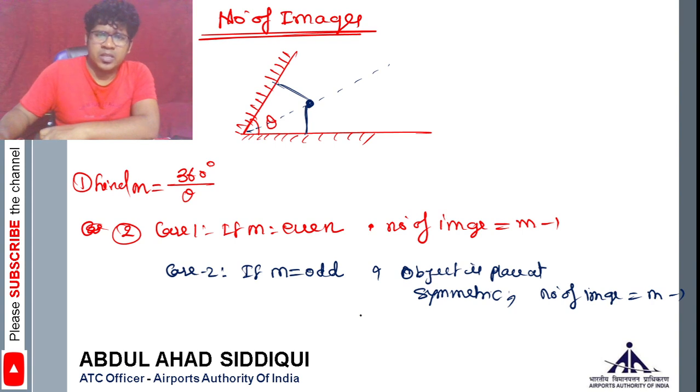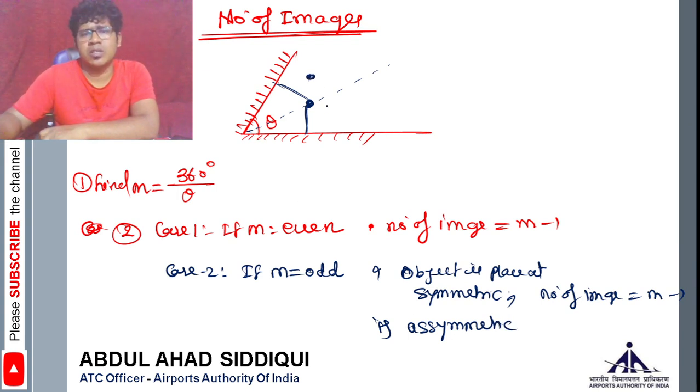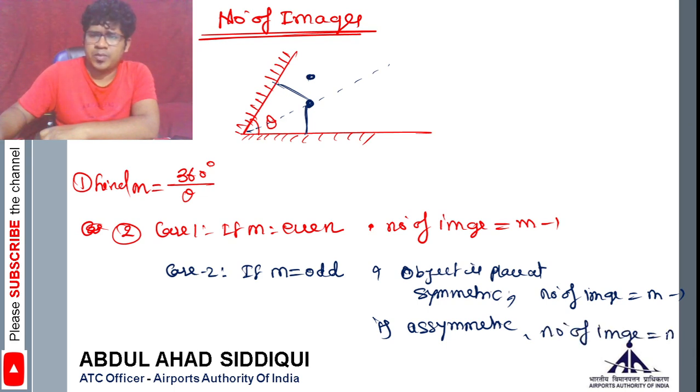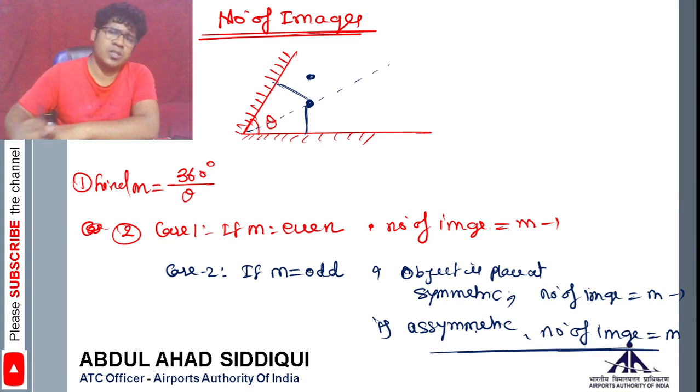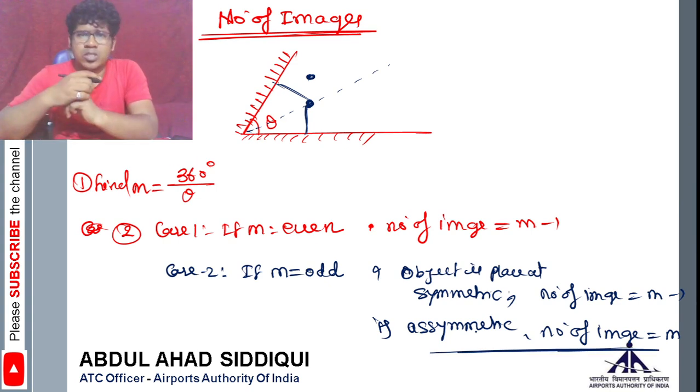And the second thing is, if asymmetric, what is asymmetric? It means the object is placed at an asymmetric position, let's say somewhere here, right? So in that case your number of images will be m. Generally the second case is considered if nothing is given, right? So you will have to remember this.